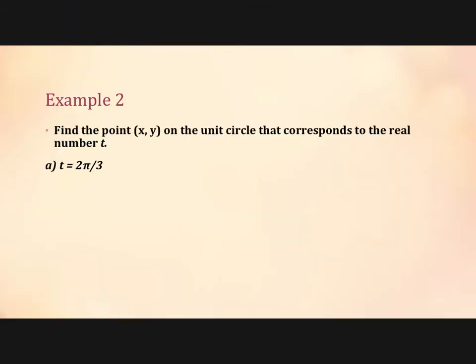Okay, now it says find the point x, y on the unit circle that corresponds to the real number t. So it's giving you the angle and it wants the coordinate. So this is, again, where it depends on how well you know this. Anything that's over 3 would be what point? Try to do it without picturing your unit circle. We said every over 3 is what? Over 6. 1/2 and root 3 over 2.